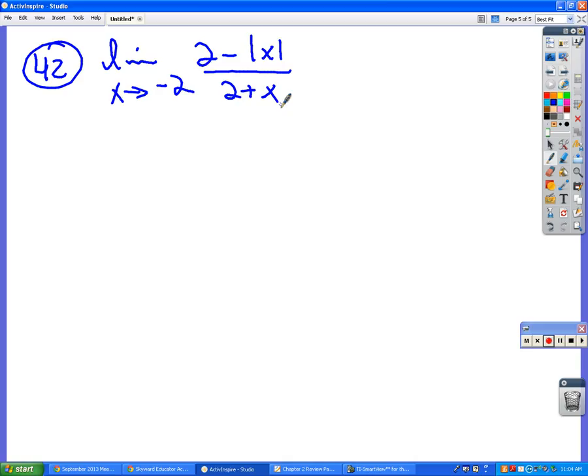Okay, so for number 42, since we have an absolute value in here, we need to break this down into two functions and consider them both separately. So I'm going to say, first of all, the limit as x approaches negative 2 from the positive side. So if I'm only considering positive values of x, then the absolute value of x just becomes x, right? So that would be 2 minus x over 2 plus x. And what would that be? That doesn't work. It doesn't work because it's 0 on the bottom, so what do we do with that?